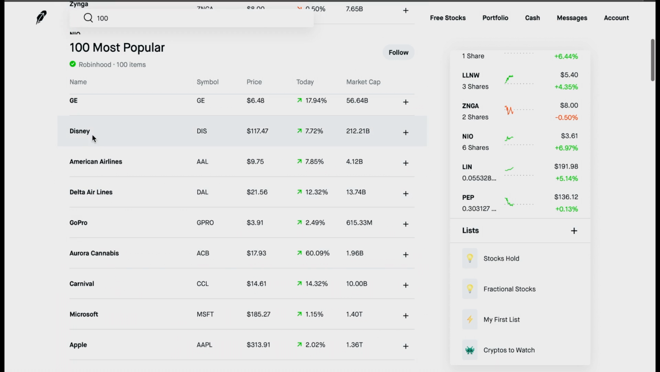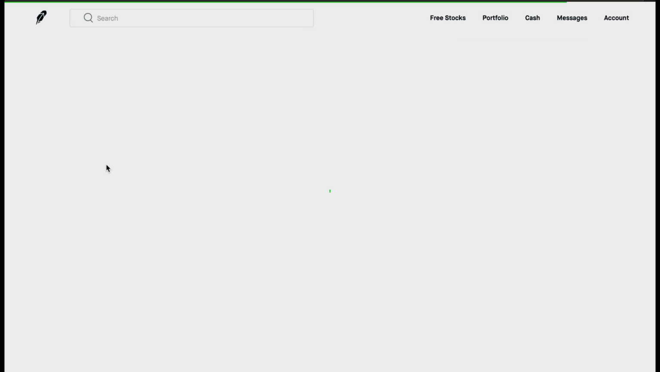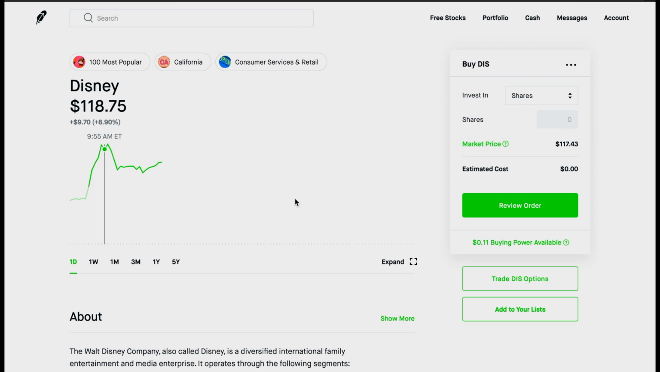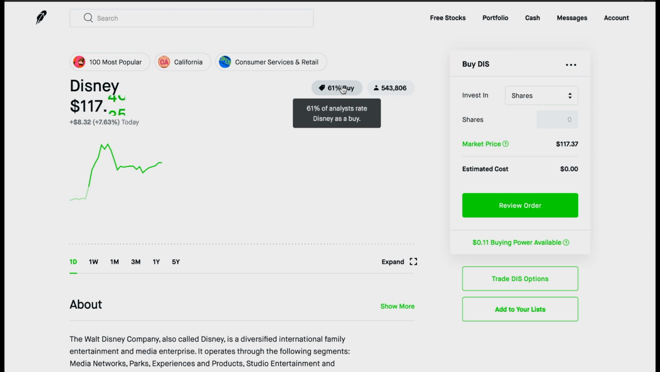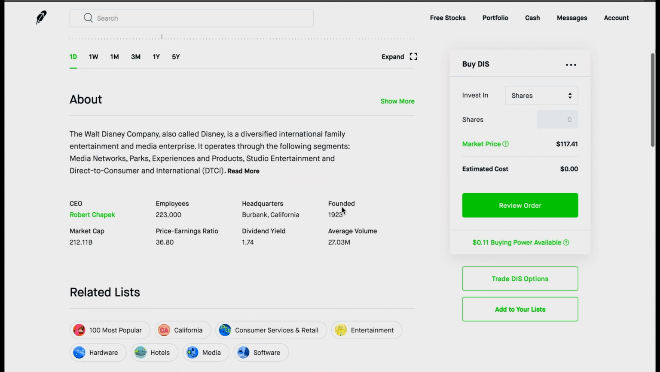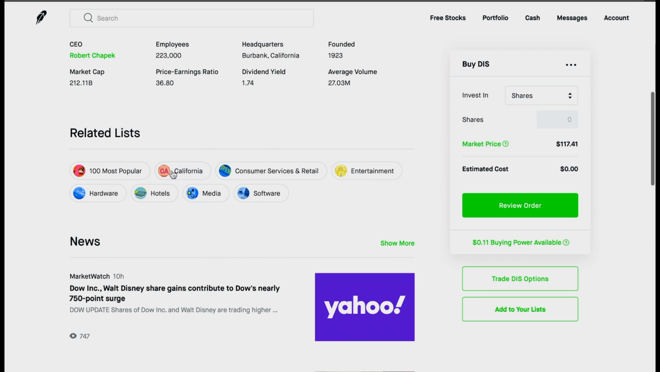So let's look at Disney, for example. It'll show you 61% analysts say buy, 543,000 people own Disney. Then it gives you some more information if you want to go in to look in any of these sectors, it'll lay out.